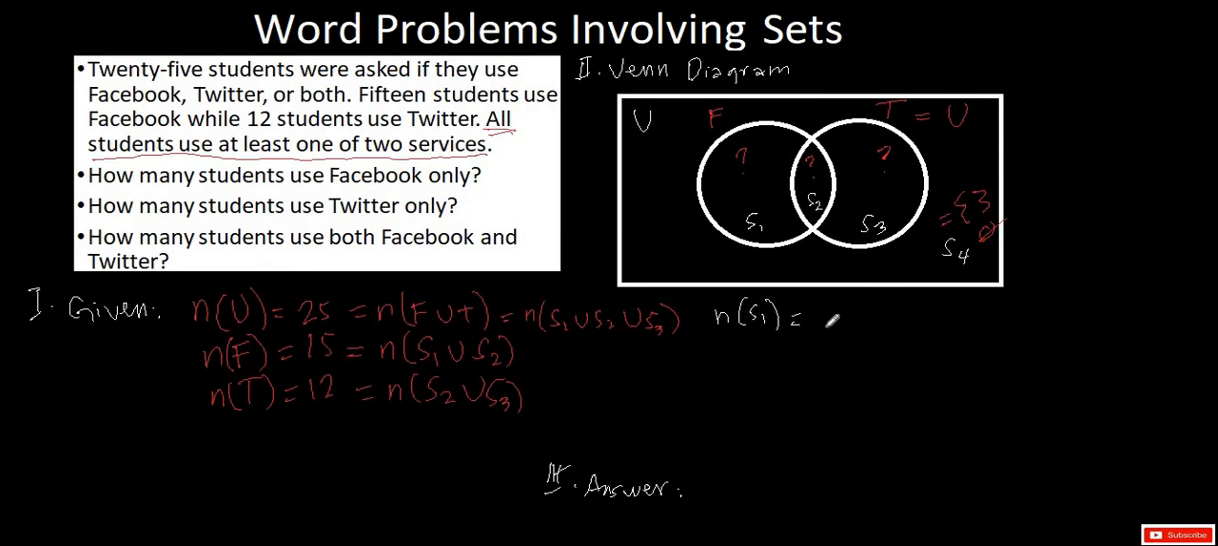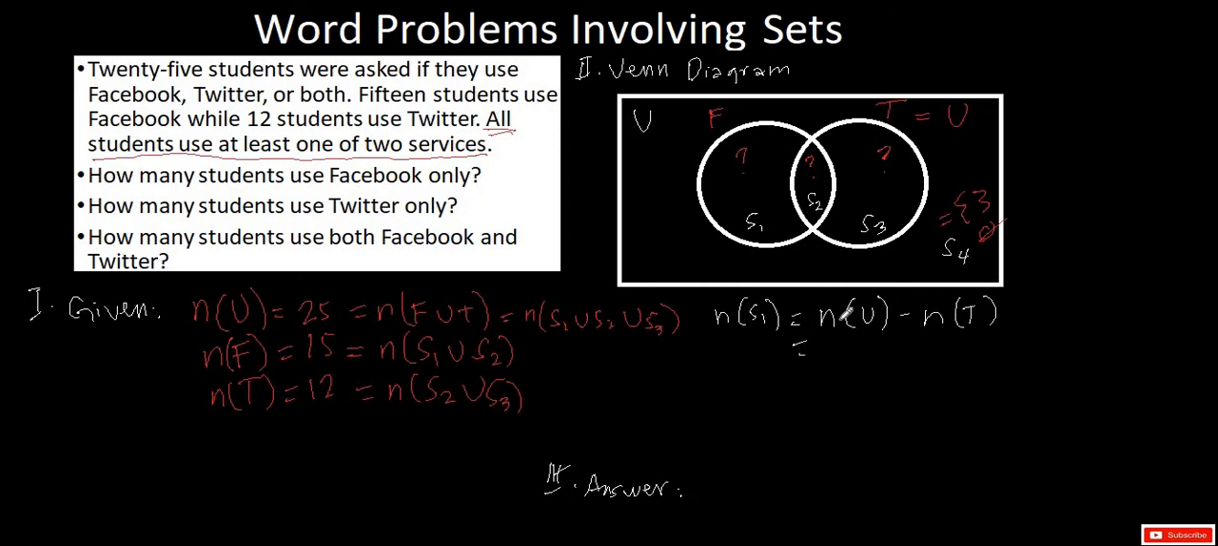So what will be our formula? How are we going to compute n of S sub 1? Now observe that the union of set F and set T is our universal set. So universal set minus the cardinality of set T, or the union of S sub 2 and S sub 3. If we subtract the cardinality of set T from the universal set, we can get S sub 1, the cardinality of S sub 1. So therefore, the formula is cardinality of the universal set minus the cardinality of set T.